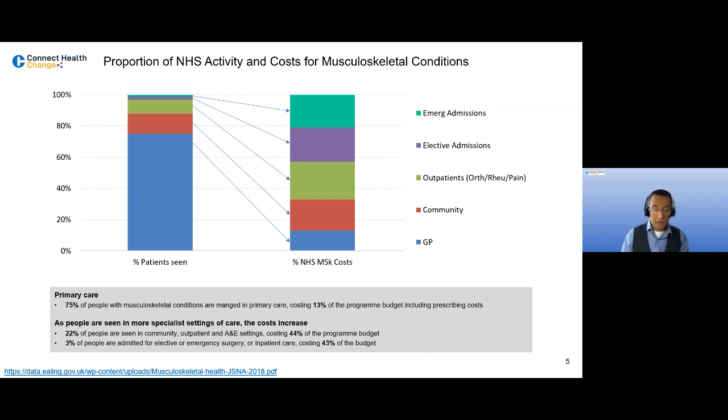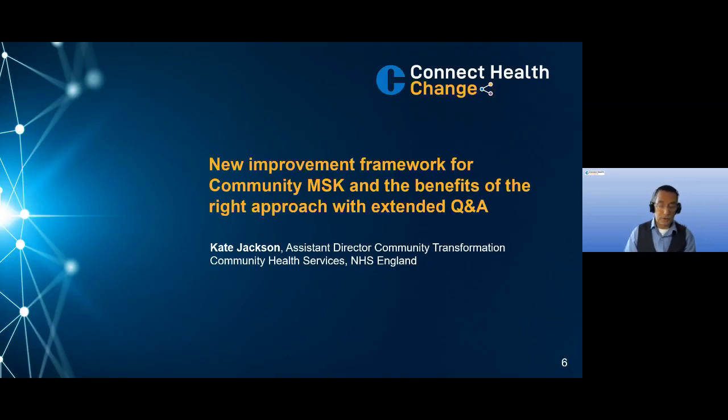So we move now to our first speaker, and it gives me great pleasure to introduce Kate Jackson. Kate is the Assistant Director of Community Transformation in the Chief Operating Officer Directorate in NHS England. Kate has a longer slot to take us through the new improvement framework and answer your questions. Kate.